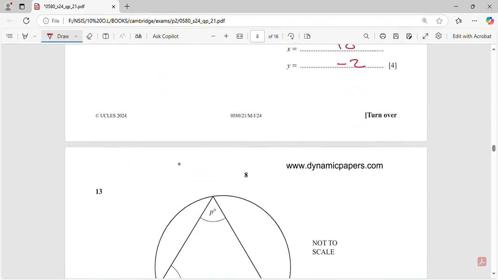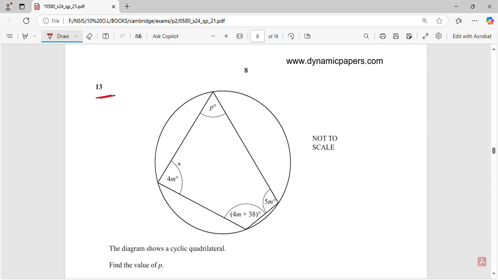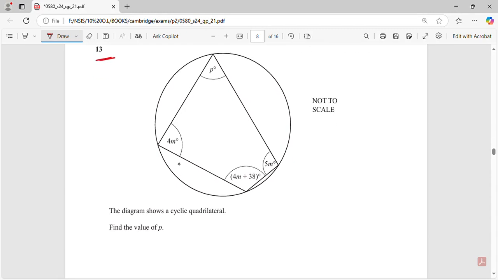Okay, now for question number 15, as you can also see, the diagram shows a cyclic quad. What is the important thing about the cyclic quad?